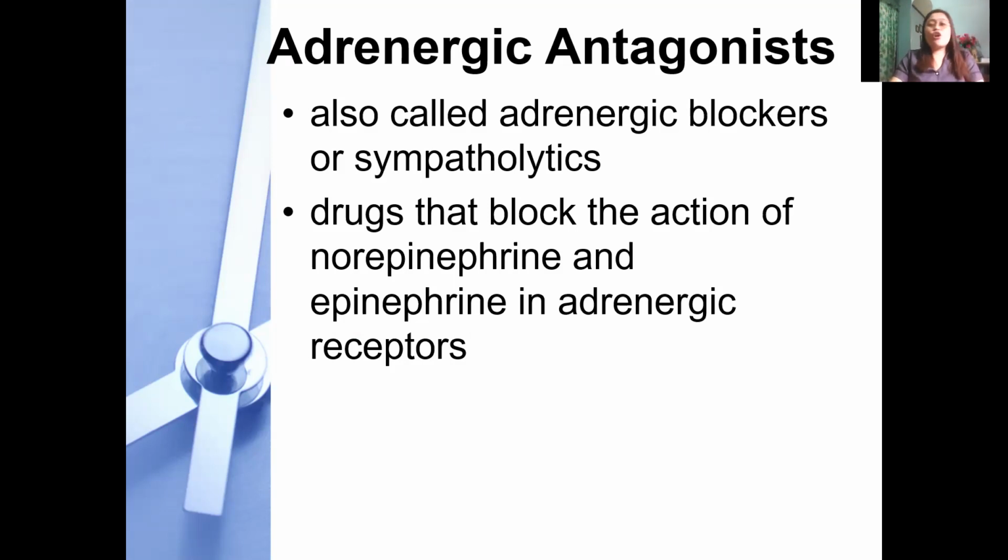Or we can either call them as sympatholytics. Katong agonist, sympathomimetic because they mimic the action of norepi and epi. This time it's sympatholytics. Now, when you say adrenergic antagonist, these are drugs that will block the action of epi and norepi sa mga receptors. So from alpha 1, alpha 2, beta 1, beta 2, and beta 3.